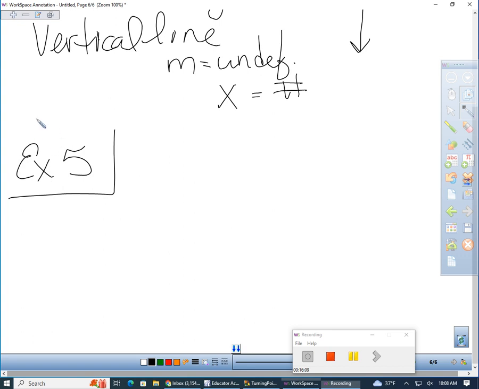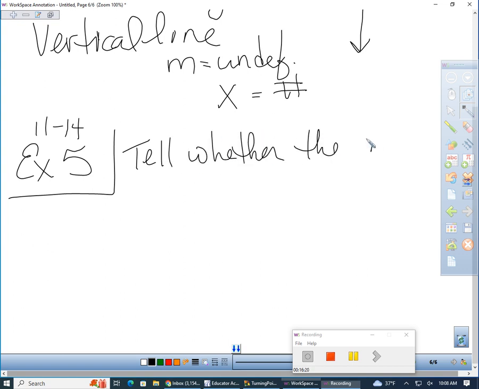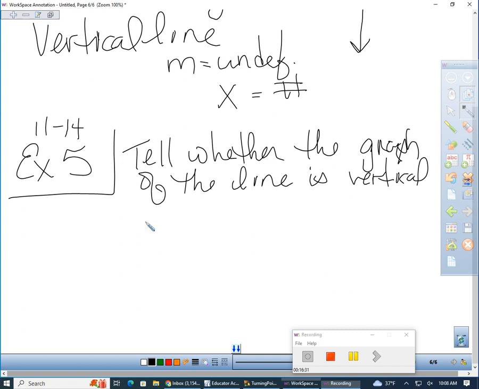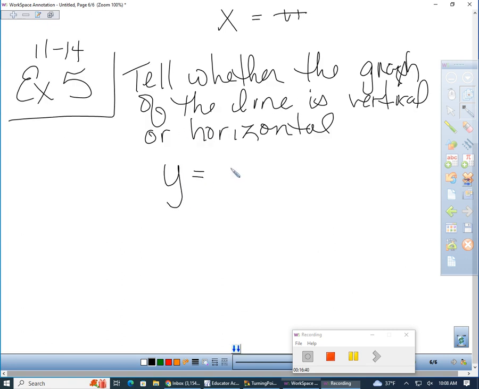And this is going to be 11 through 14. Tell whether the graph of the line is vertical or horizontal. And all you're going to be given is, let's say, y equals 6. What kind of line do we have? Horizontal, exactly. It only goes through the y-axis. So you write down horizontal.